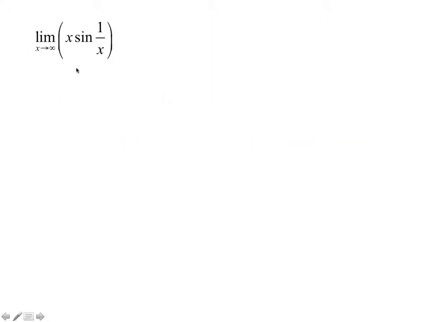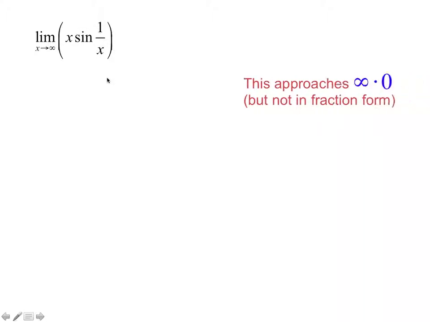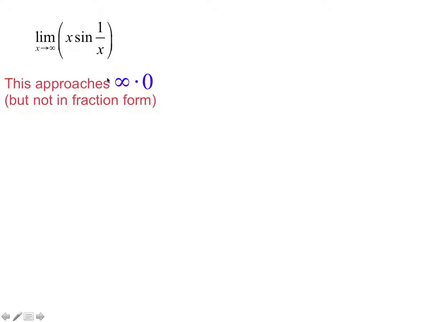So this is a fraction in disguise, because as we approach infinity, it's infinity times 0. Sine of 0 is 0. So we're going to rewrite it as a fraction. We're just going to take this and stick it in the denominator and call it its reciprocal. Now we're going to go ahead and differentiate this, because now we have 0 over 0.